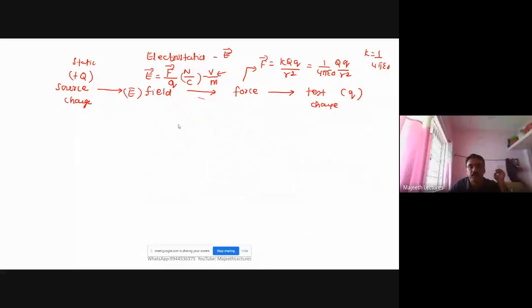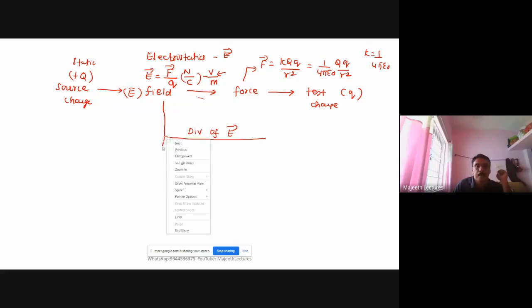And the first path is... okay, fine. Here we go from here, and straight away we go to what you call divergence of electric field. Next path is curl of electric field. Third path is gradient of electric field. So I hope you understand why I take so much time for dealing with these three concepts.